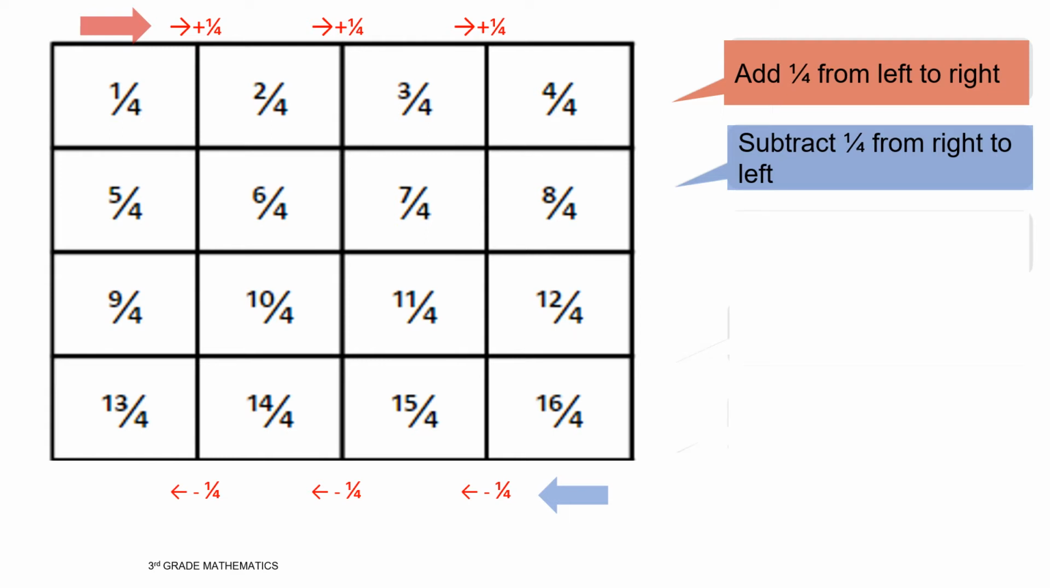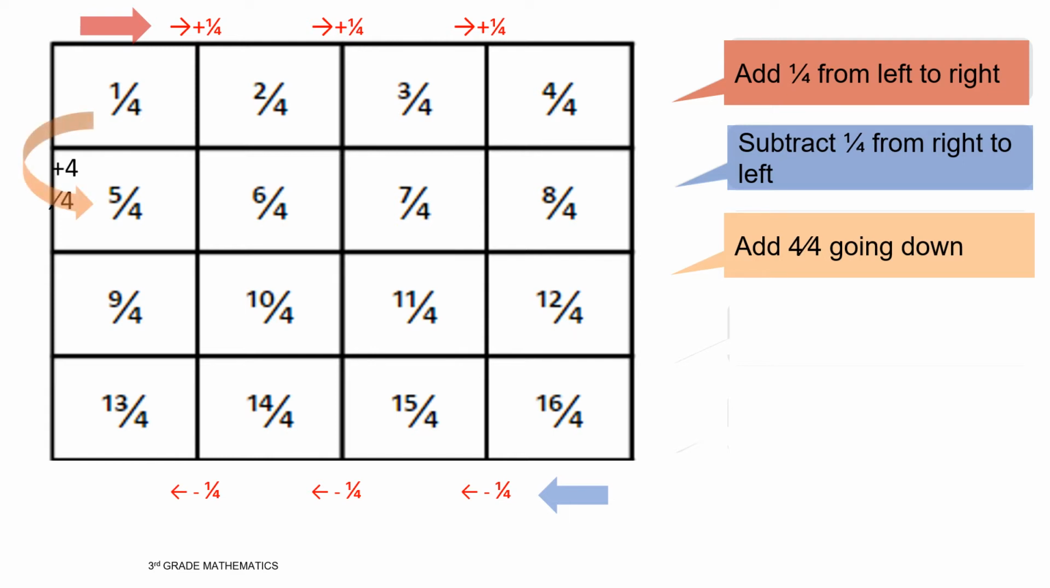Another pattern that we can see is that we're adding 4/4 when we move down in our chart. For example, 1/4 plus 4/4 is 5/4. And 5/4 plus 4/4 is 9/4. And 9/4 plus 4/4 is 13/4. If we kept going, what would come next? You've got it, 17/4 would be next. We can see that same pattern in each column, and we could keep going if we wanted to.